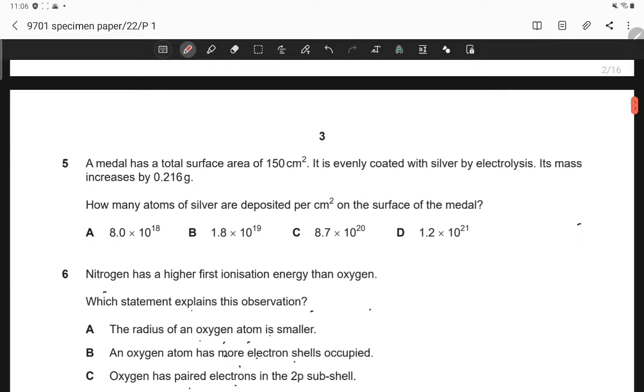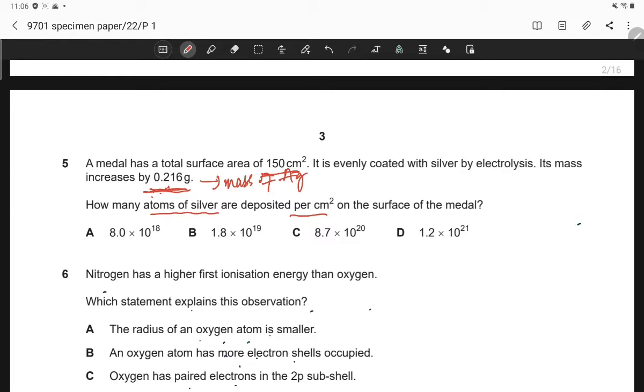The next question is: a metal has a total surface area of 150 centimeter square. It is evenly coated with silver by electrolysis. Its mass increases by 0.216, which means the mass of silver deposited is 0.216. How many atoms of silver are deposited per centimeter square on the surface of the metal?